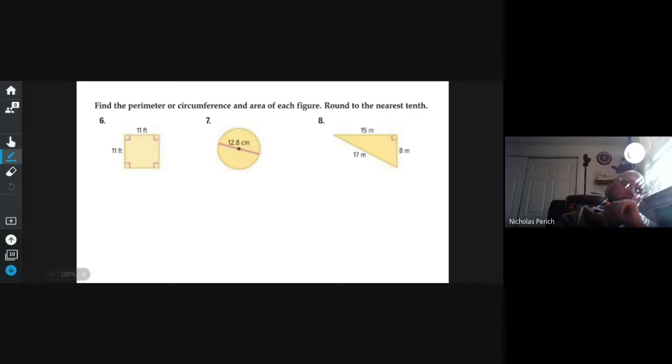Really quick, without doing anything, what's the perimeter of 6? Be very careful and don't say 22, the Taylor Swift special. What's the perimeter of 6? 44. Very good. What did you do?